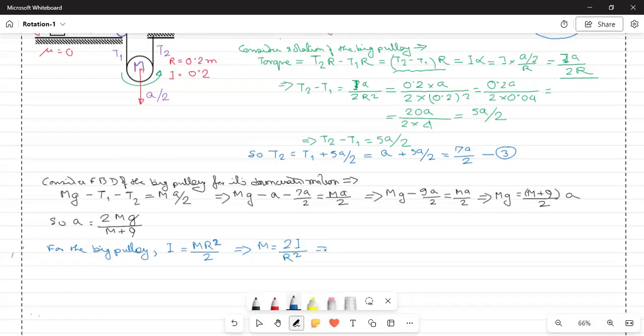Now both I and r are given. 2 into I, which is given 0.2, divided by r, which is also given, 0.2 whole square. So then you have 2 divided by 0.2 is equal to 10 kg. So the mass of this wheel is found to be 10 kg. If the mass of this wheel is known, then from this relation, we can find out the acceleration A.